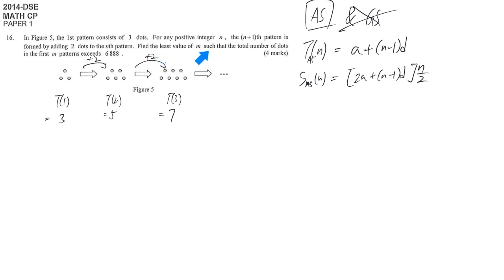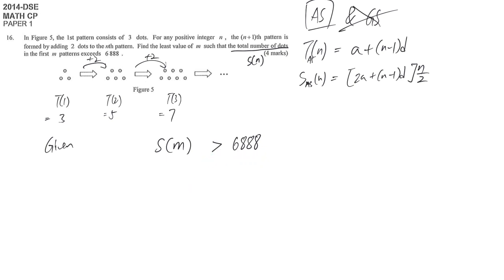Now we look at the criteria. They say that m is such that the total number of dots, that means the number of dots in the first one together with the second one together with the third one until the nth one, in the first m patterns exceeds this amount. So the total number here represents Sn instead of just a single term. Therefore, it's given that Sm exceeds 6888. Pay extra attention to whether you include the equal sign. They say exceeds, that means more than, so no equal sign here.